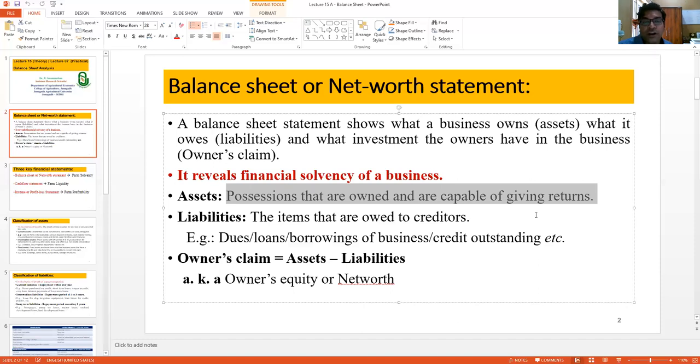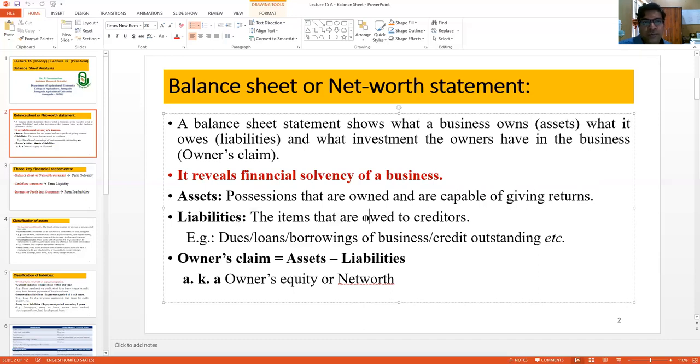So assets are those which are owned, that have the characteristic of ownership, and are capable of giving economic returns. Then what is liability? Something which you owe to creditors. For example, a farmer is borrowing a loan of 10 lakh rupees to purchase a tractor.